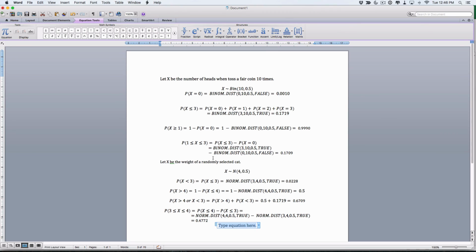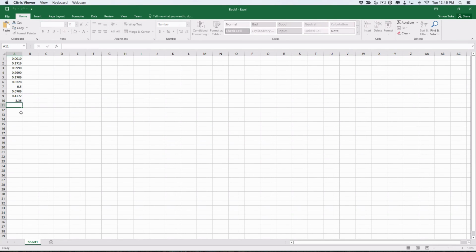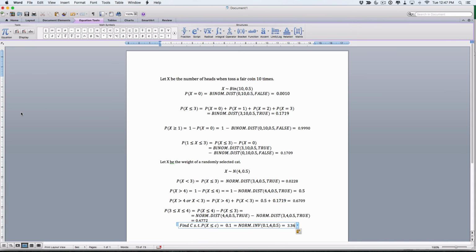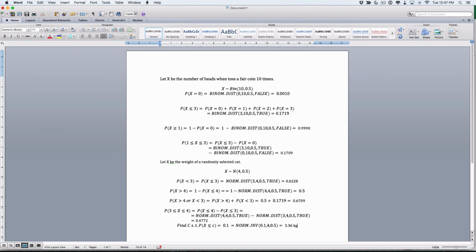So what do we want? We want to find C such that the probability that x is less than or equal to C equals 0.1, which equals that command, which equals, and it's kilograms, right? That all looks pretty good.